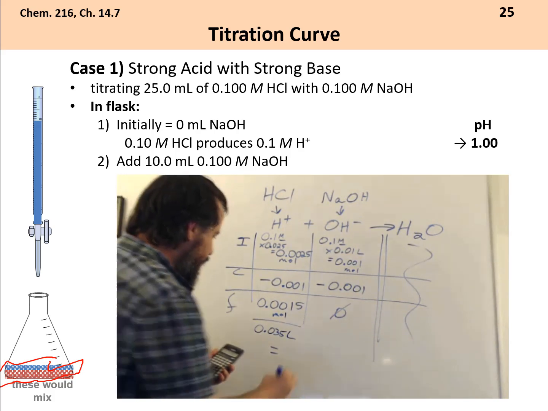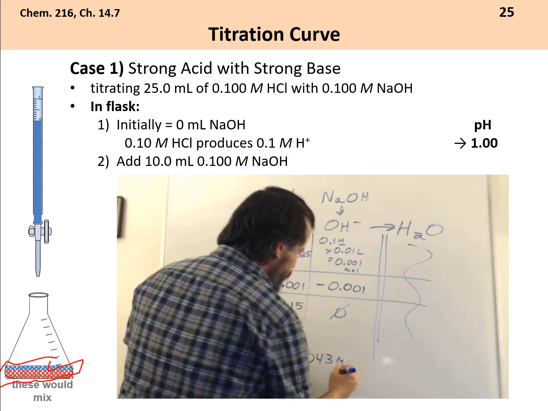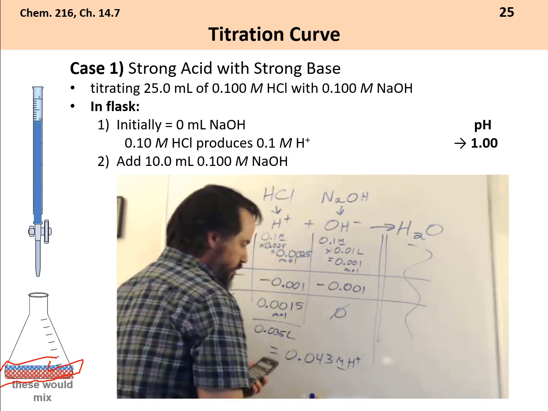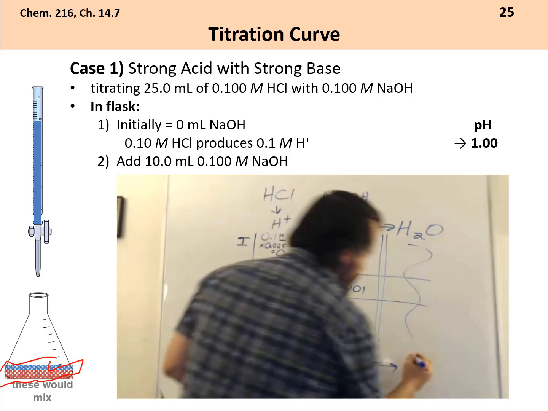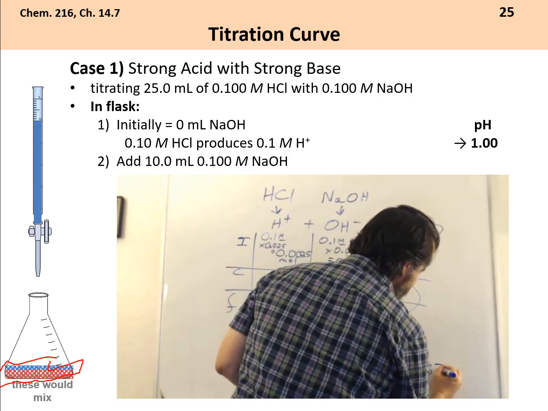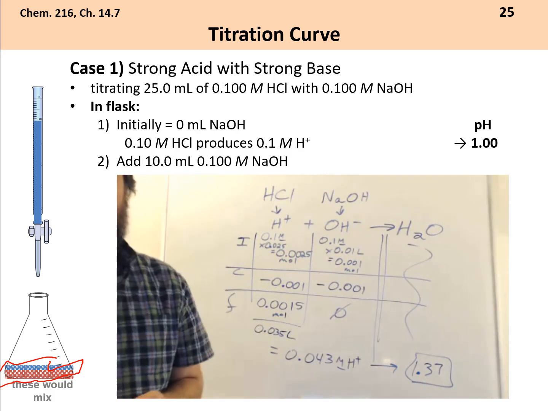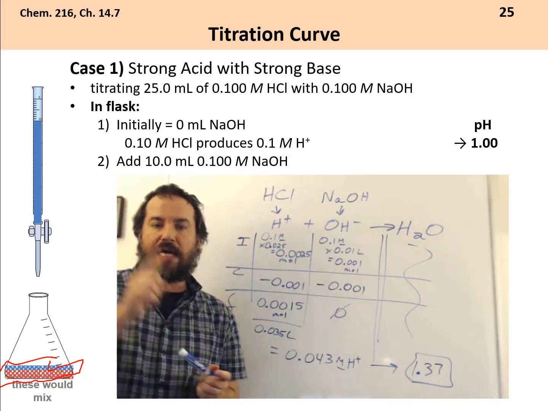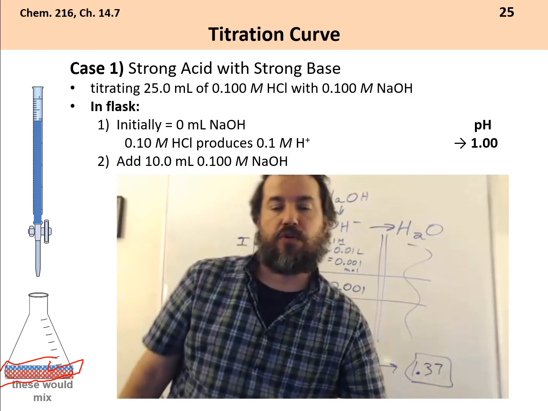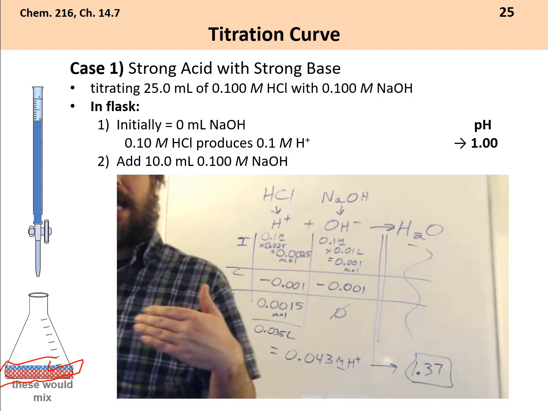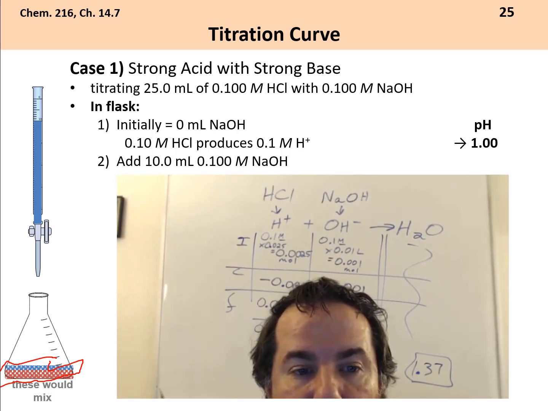That's going to be 0.043 molar H+. I take the negative log of that, and that's going to get me 1.37. So my pH is now 1.37. Notice it started off at 1.00. So what happened? I added in base, and my pH increased.